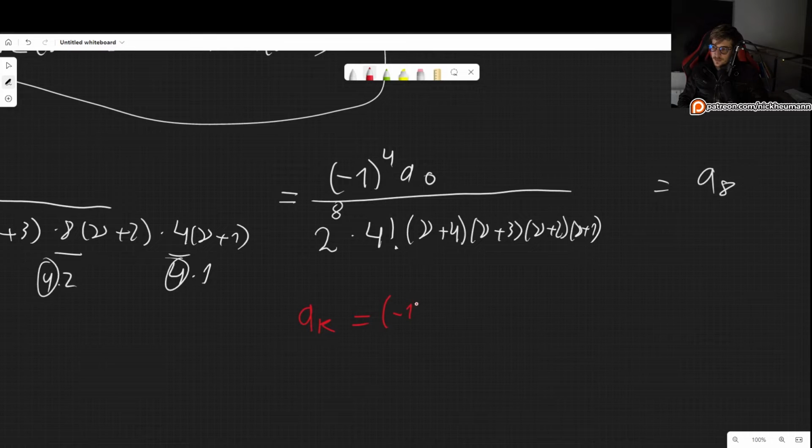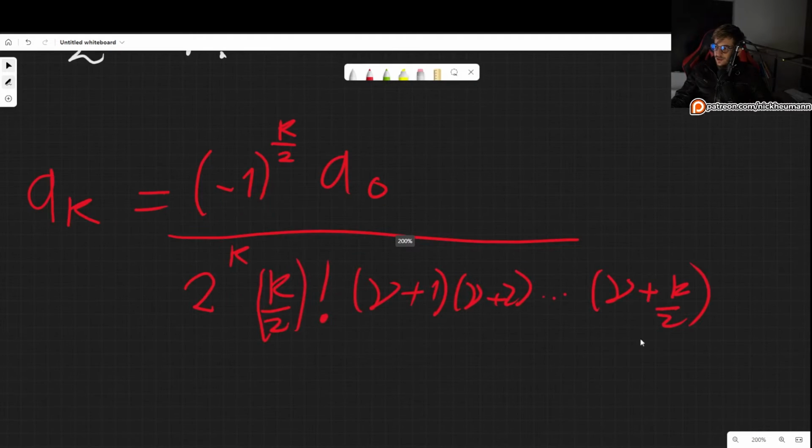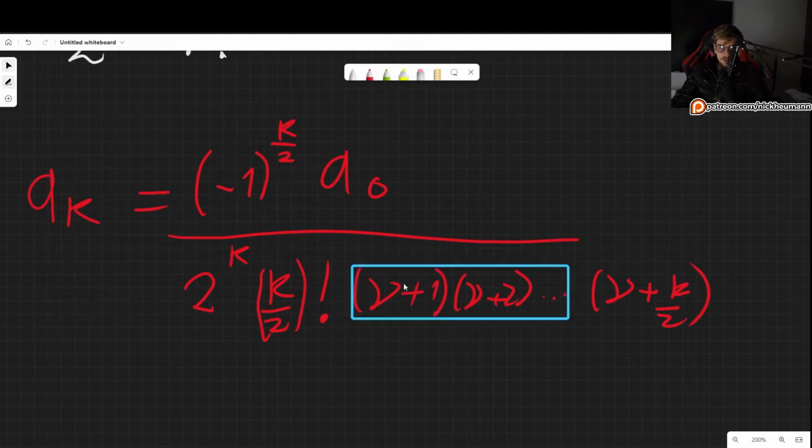So it seems that we have minus 1 to the k over 2 power. Now a0 remains the same, there's nothing new there. Then we have 2 to the kth power, right? And then we have k over 2 factorial. In this particular case, we still have to check that it holds. And this thing right here is nu plus 1 times nu plus 2 times etc. until we get to nu plus k over 2. If k is 2, for example, then of course k over 2 is 1, so we immediately stop here, right?